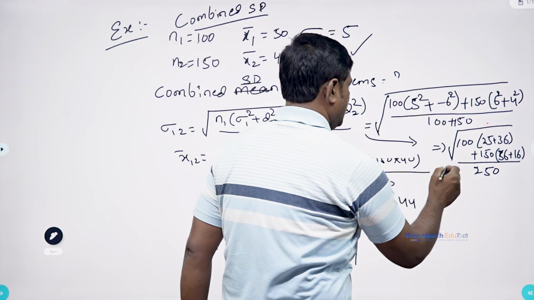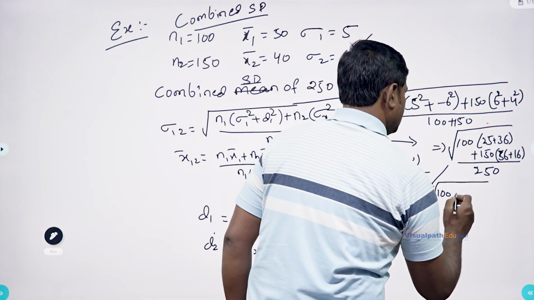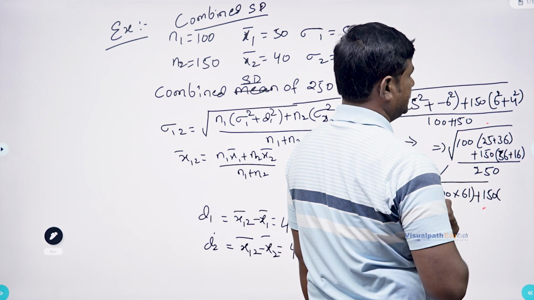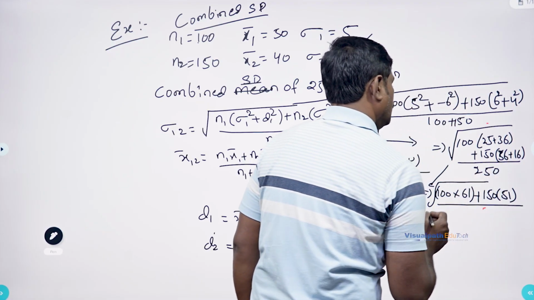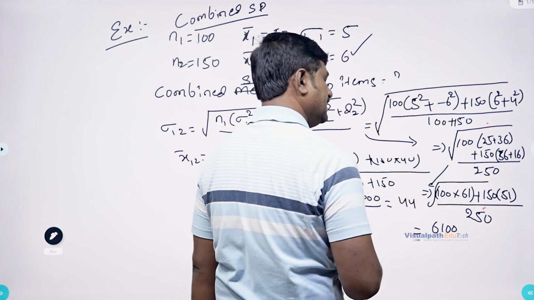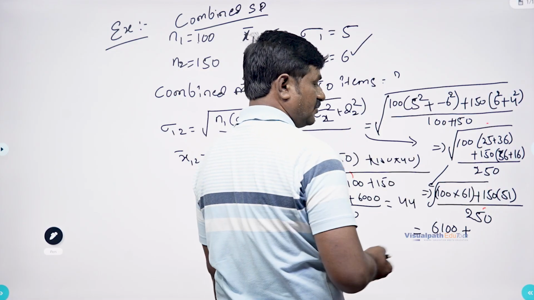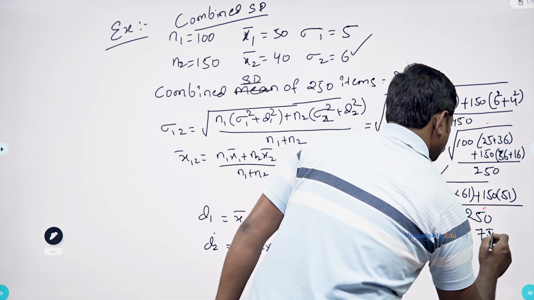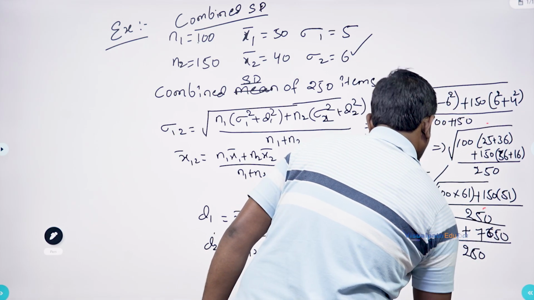Here, 100 into 61 is 6100, then plus 150 into 51. 150 into 51 is 7650, so we have 6100 plus 7650, by 250. To simplify this, we will get the answer.